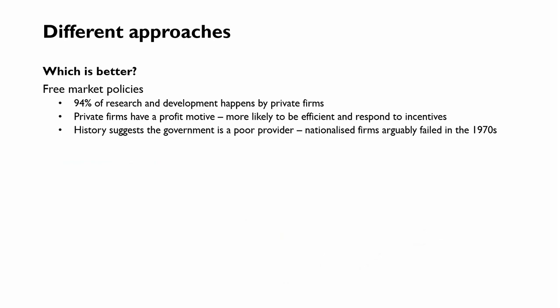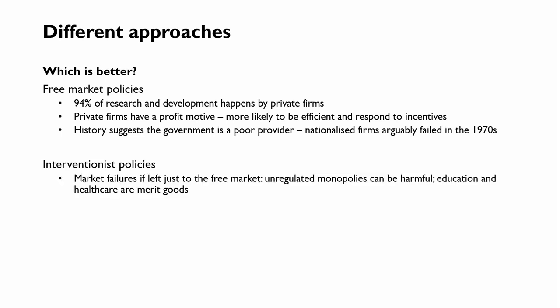Back in the 1970s, when an awful lot of key industries were nationally run by the state, a lot of those firms arguably failed, leading to the bigger movement towards privatisation since the late 1970s. On the other hand, interventionist policies, you could argue that market failures mean that we need to intervene. Unregulated monopolies can be harmful, and the market would underprovide merit goods like education and healthcare if the government didn't step in to provide some supply-side infrastructure.